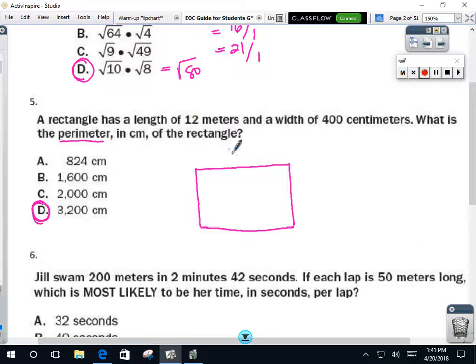Look, your length is 12 meters. Your width is 400 centimeters. However, they want the perimeter in centimeters. So you need to remember King Henry died by drinking chocolate milk. Where is meters at in this? No, that's millimeters. Meters is a base.